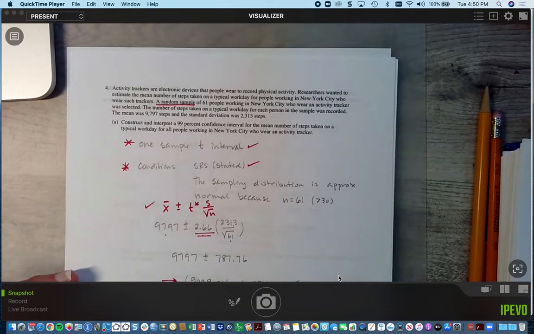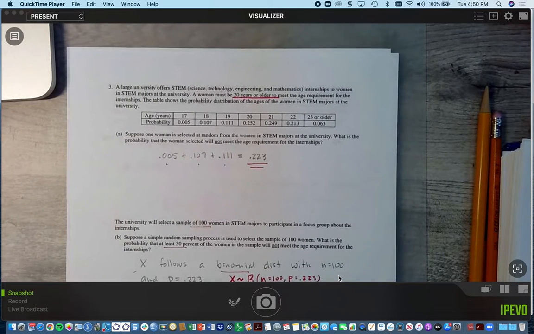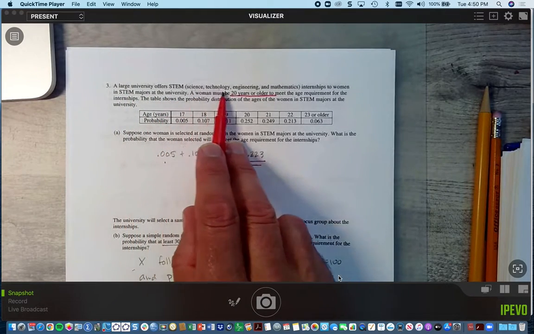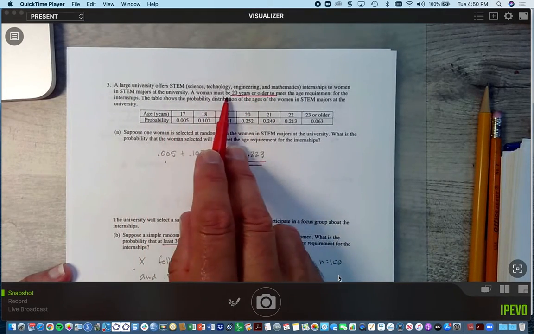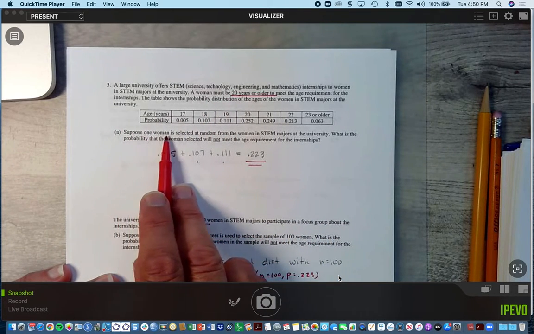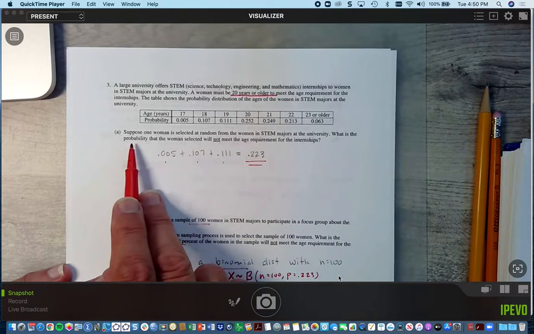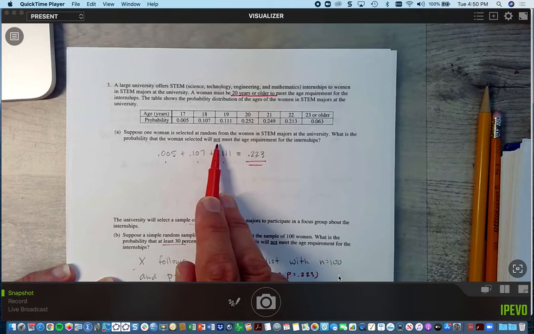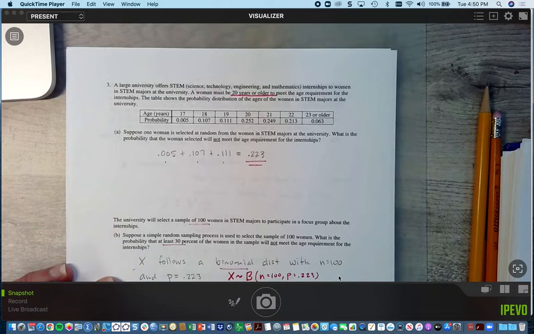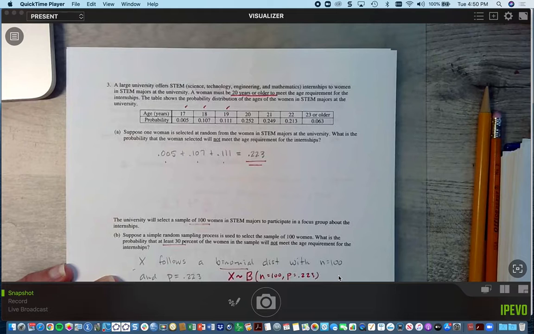Okay, all right, then question number 3 had to do with a probability question. And this one was about STEM students and then being eligible for a scholarship or an internship. Okay, and it says, suppose that one woman is selected at random from the women in the STEM majors at the university. What is the probability the woman selected will not meet the age requirement? Okay, and the age requirement is they have to be at least 20. So these people, and these people don't meet the requirement.